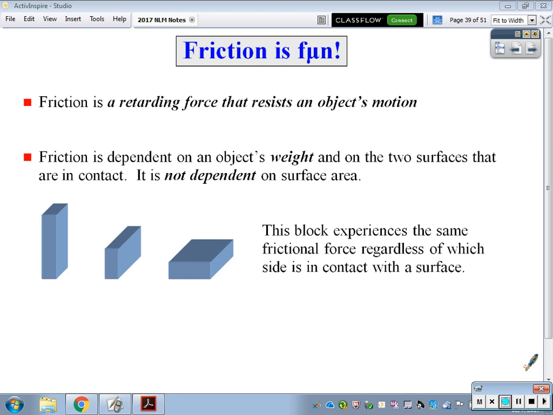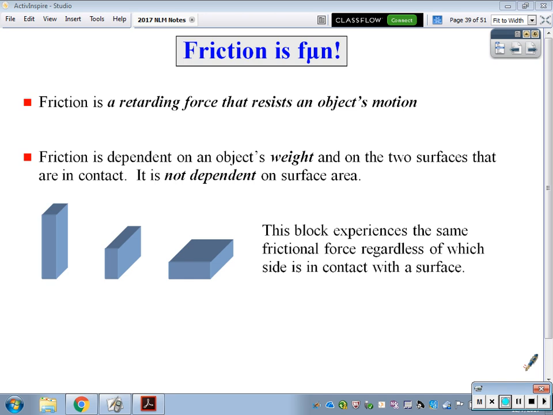So, just real quick, imagine we had a rectangular block. Okay? And with that rectangular block, we can set it up on one of three different sized sides. We can set it up fully tall, which would probably give us the smallest amount of surface area that would be in contact with whatever it's sitting on. We can lay it on its side, which would give us slightly more surface area. And then we can kind of lay it flat, which would give us the greatest amount of surface area for that block. That block, if we were to attempt to push that across a table or something along those lines, it would give us the exact same amount of friction, no matter which side we laid it on.